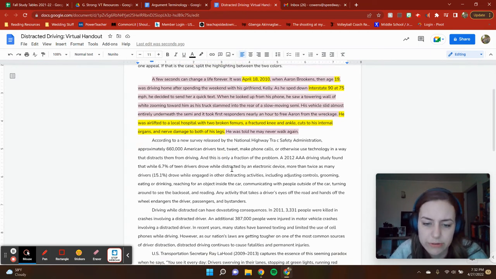According to a new survey released by the National Highway Traffic Safety Administration, approximately 660,000 American drivers text, tweet, make phone calls, or otherwise use technology in a way that distracts them from driving. When I copied this over from our PDF here, it didn't copy perfectly. Now that number is a little off because this was from 2013. That number would be a lot higher today.